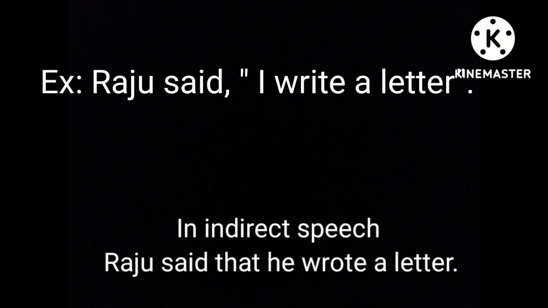So if you take this particular example, Raju said, "I write a letter." Now if you convert this into indirect speech, it will be like this. Raju said that. So by removing this comma and quotations, we have to add the linking word that. And I, you know that it is a first person pronoun, and the first person pronoun is linked with the reporting subject, and in the reporting subject Raju is there, that's why I changes as he. And the reporting verb said is in simple past tense, that's why the present tense I write a letter is going to change as he wrote a letter in indirect speech. And this is rule 1.